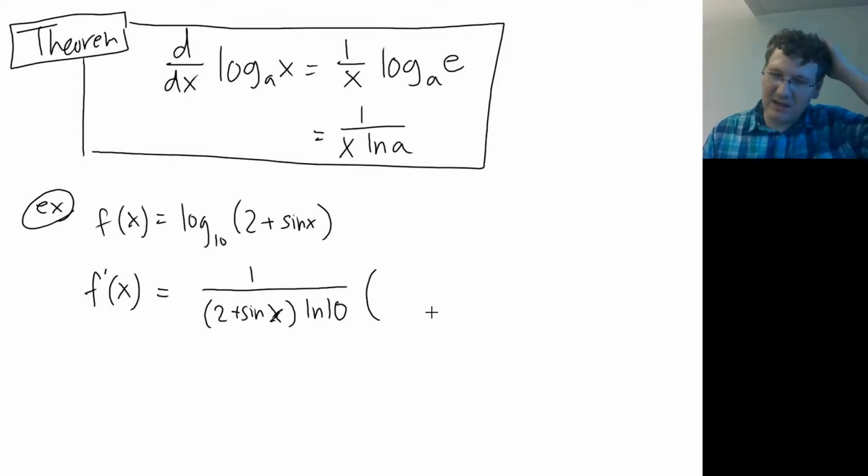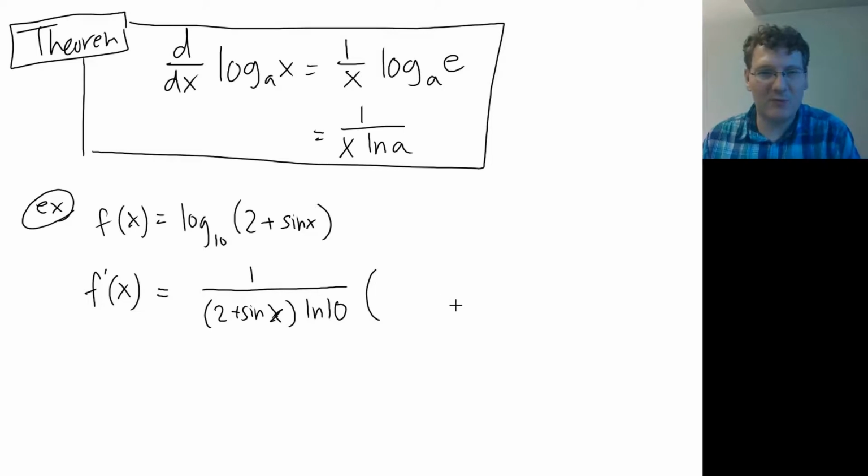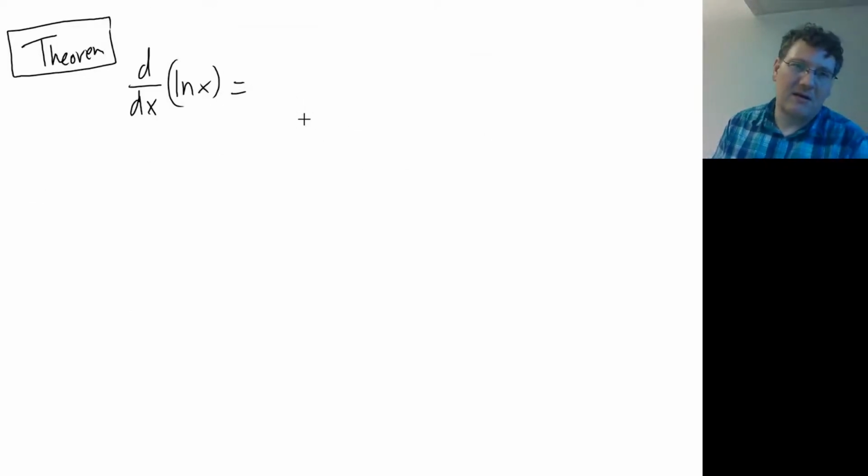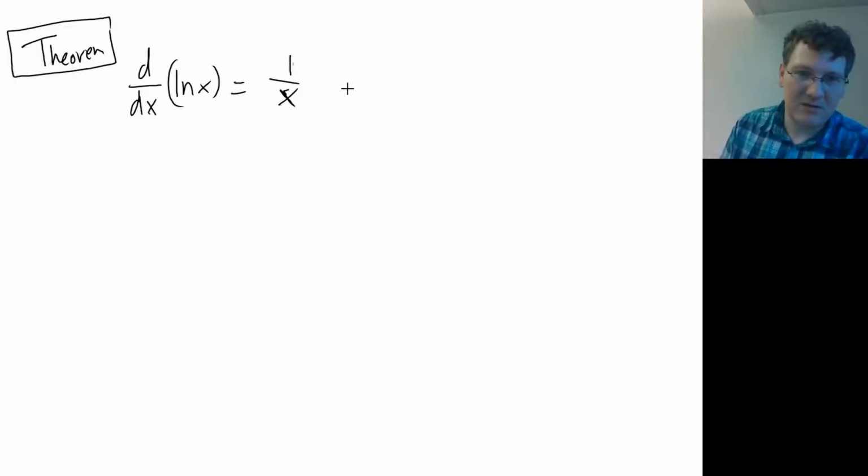Chain rule says we then have to multiply by the derivative of 2 plus sine x, which is going to be 0 plus the cosine of x. And that's it. That's our derivative. As a special case, the derivative of the natural log, because the base is e, it's just going to be 1 over x, period. That's all there is to it. So the natural log, the derivative is 1 over x.